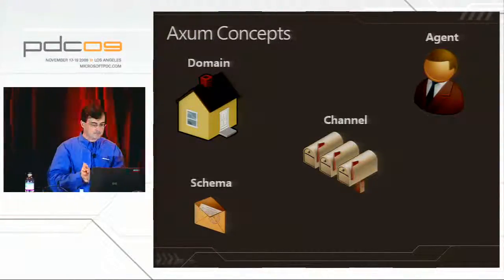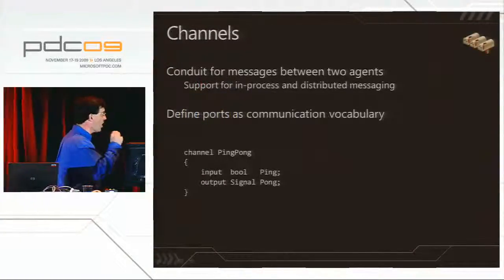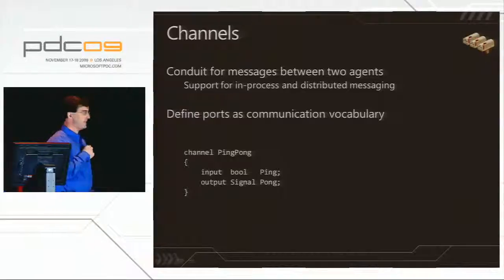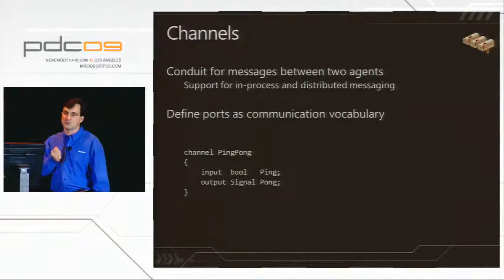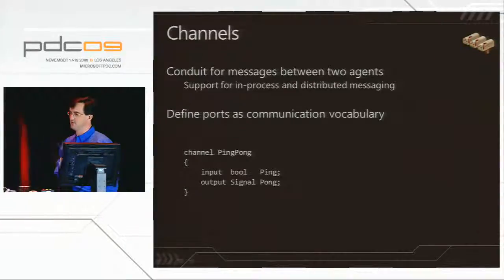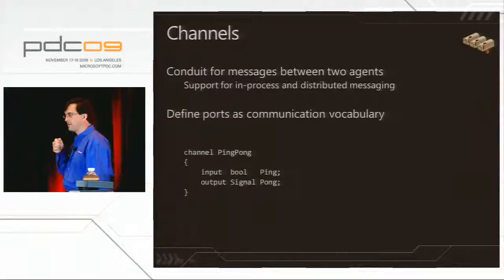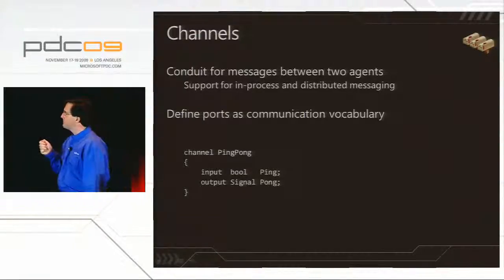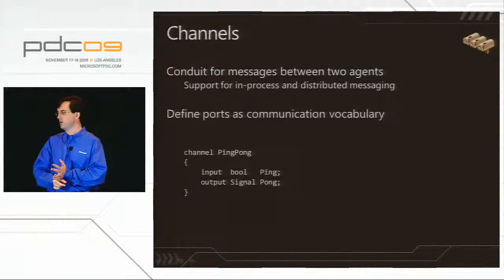OK, so let's talk about channels first, because they're kind of fundamental. They're conduits for messages between agents. All right? They are the fundamental support for in-process and distributed messaging. And here's a beautiful thing about the programming model that Axum is proposing. Once you have isolation and you have message passing, you're a hop, skip, and a jump away from a distributed programming model.